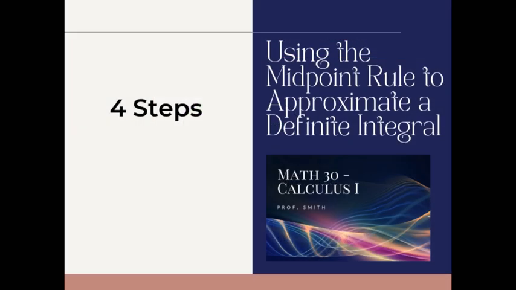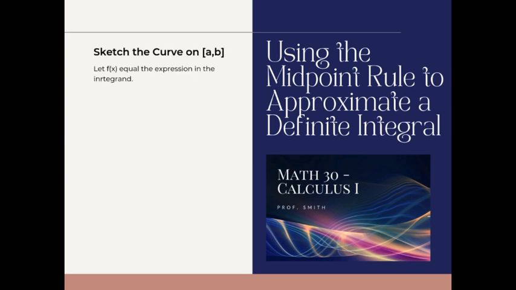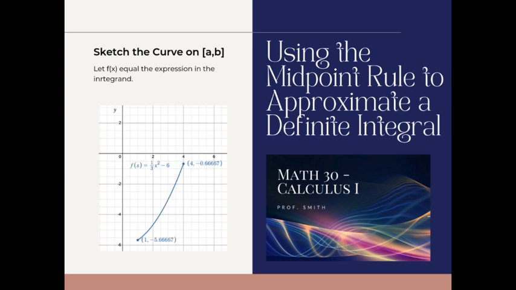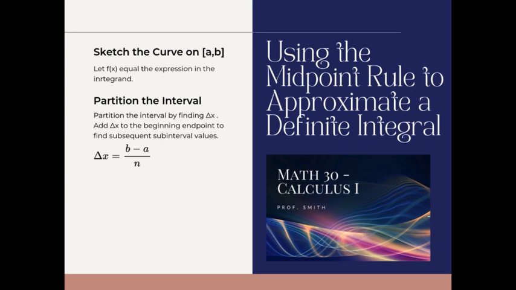Let's summarize the steps needed in order to use the midpoint rule to approximate a definite integral. I have here 4 steps, but one of them you don't necessarily have to do. The first one is sketch the curve over the interval a, b and let f of x equal the expression in the integrand in order to graph that curve. And that's the step you could omit, but I think it's great to do. And so here I have the sketch of the graph using Desmos. That's not necessary. Step 2 is important, and that's to partition the interval.